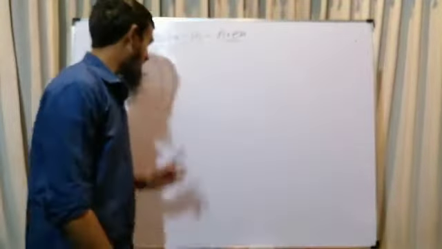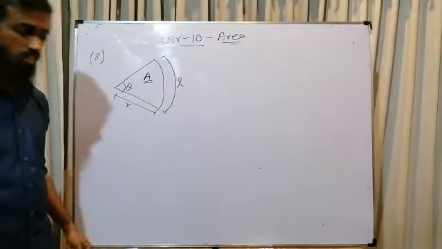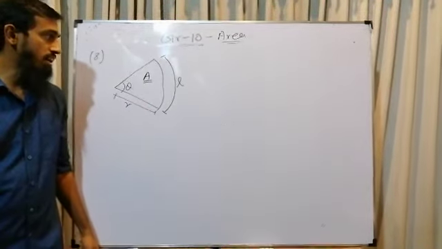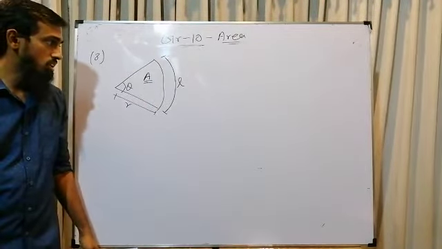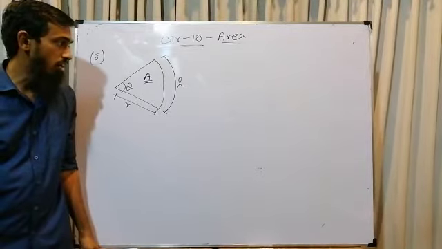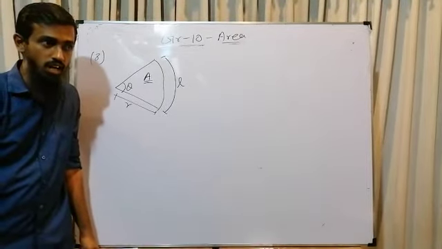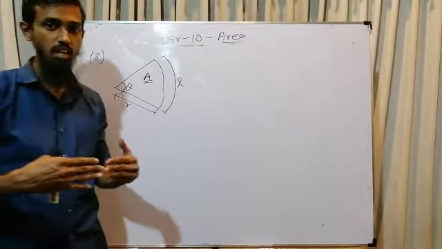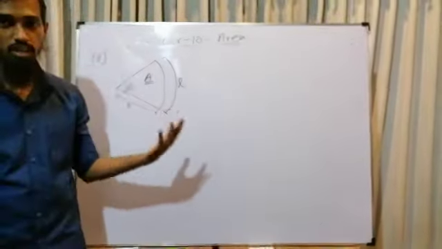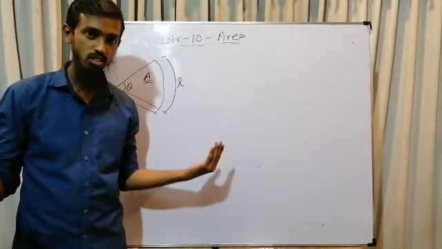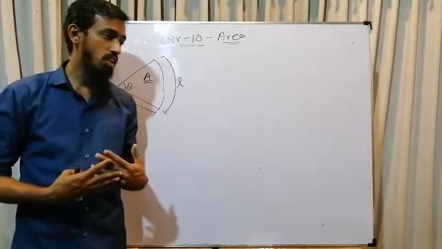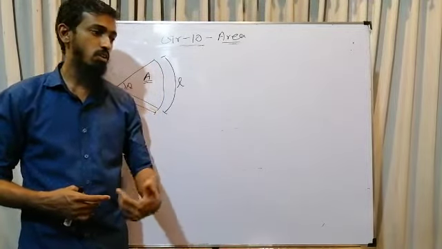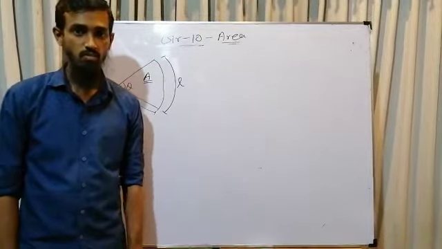Okay. Area, arc length. What is the connection between area and arc length? We don't have any connection with area and arc length. So we can't connect area and arc length because those are two separate things. But they ask to express the area using the arc length.